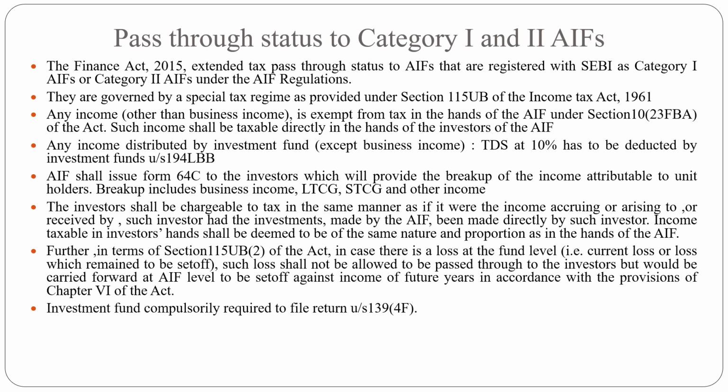For any income distributed by the investment fund except business income, TDS at the rate of 10% has to be deducted by the investment fund under Section 194LBB. So when AIF shares income with the investor or unit holder, they are required to deduct TDS at the rate of 10%. AIF shall issue Form 64C to the investor, which is an online form that provides the breakup of the income attributable to unit holders.